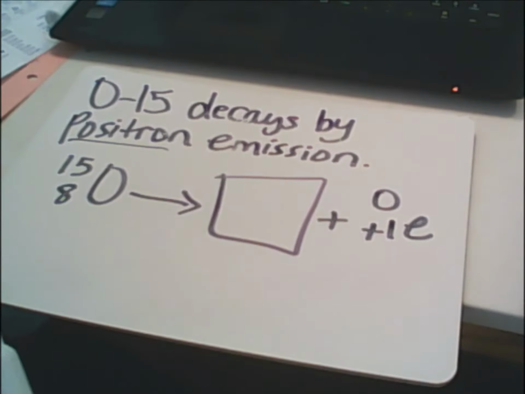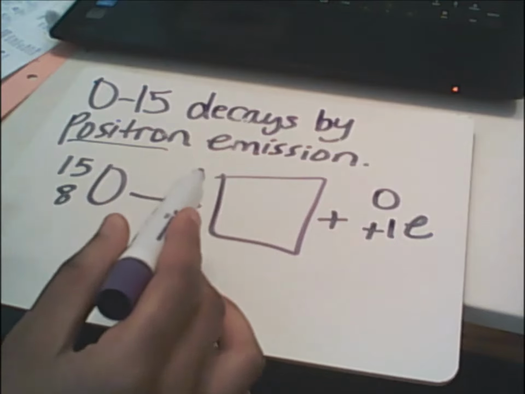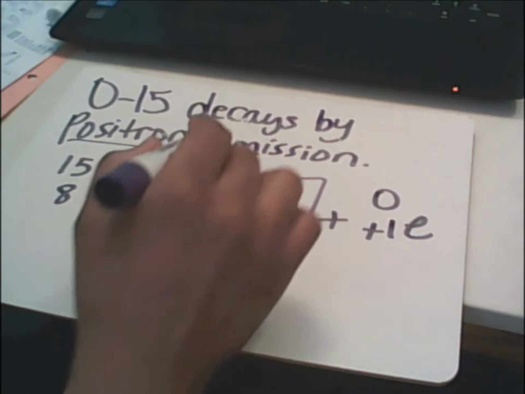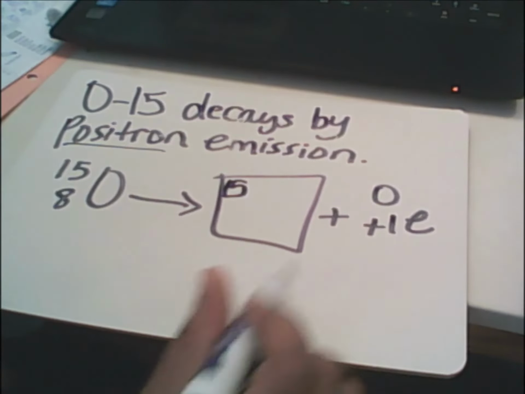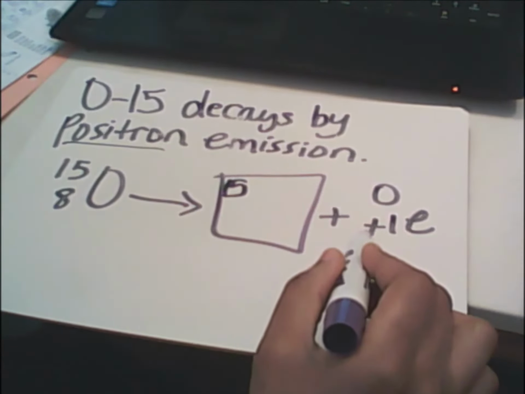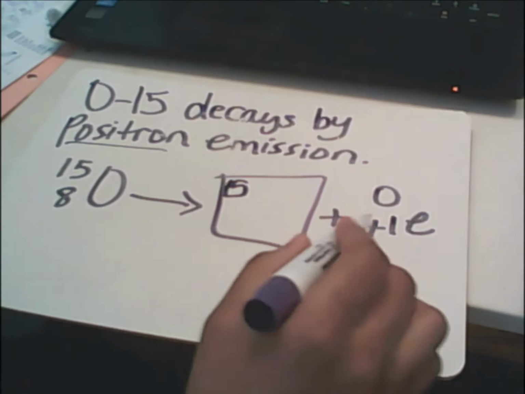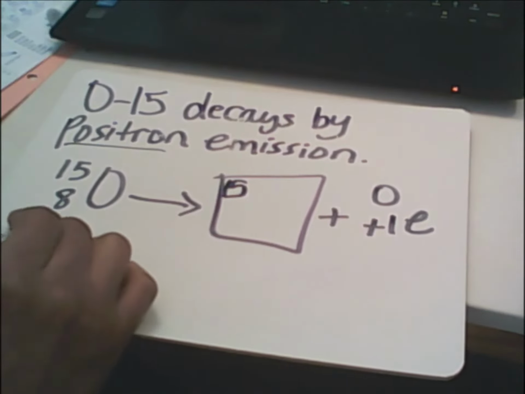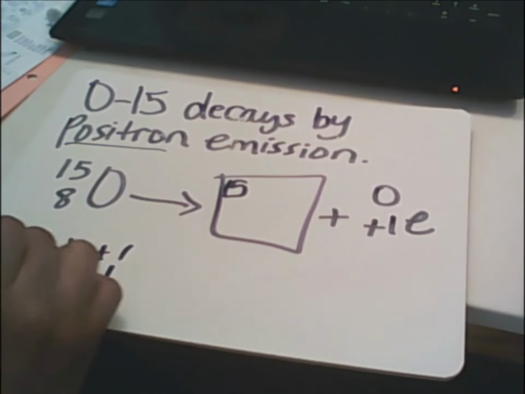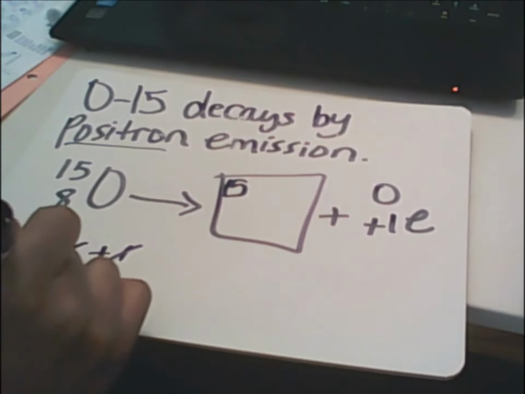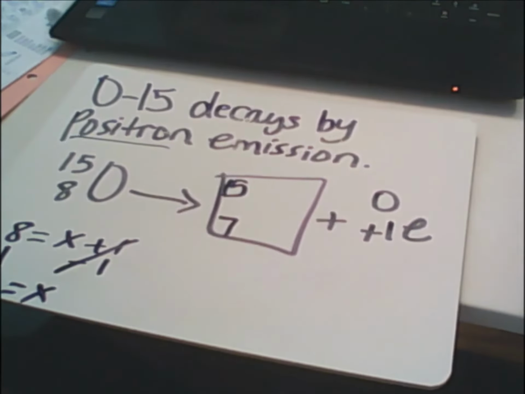Again, to solve this problem, I'm going to go to the top and say 15 and some number equals a plus 0. So of course I'm going to put 15 on the top. And for the bottom, remember, because I have this plus 1 on the right side, when I bring it over here to the left side, I'm going to subtract. So when I say 8 equals some number plus 1, I'm going to subtract 1 from both sides, and that's going to give me 7 equals x. So the 7 goes on the bottom.